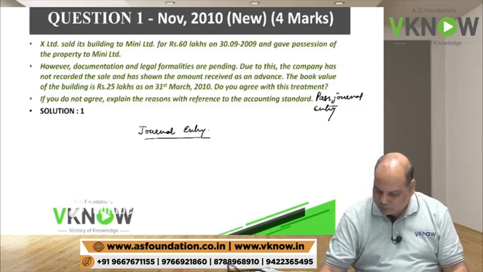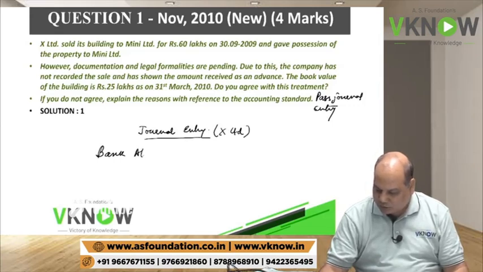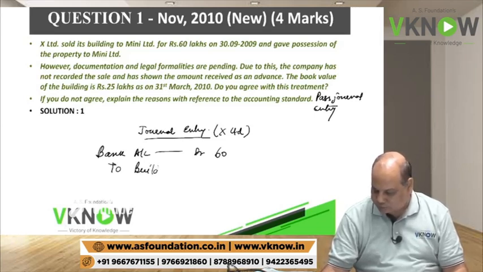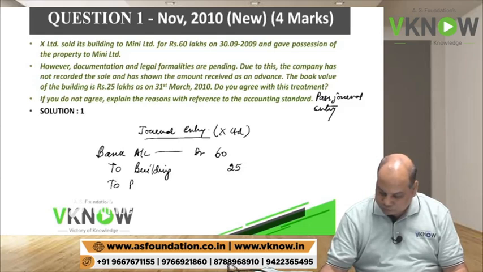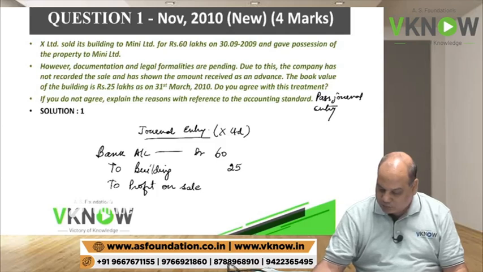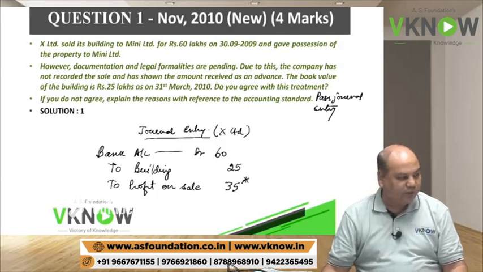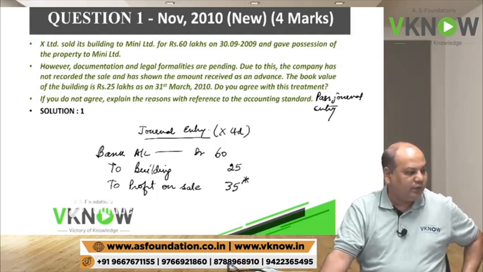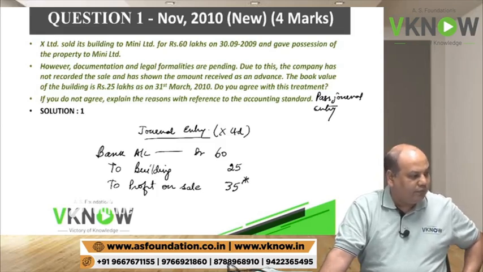Then what entry will we pass? In the books of X Limited, bank account debit 60 lakh, to building 25 lakhs, and to profit on sale 35 lakh. Please write down in your book, profit on sale 35 lakh. You are right. Dheeraj is right. Sanket is right. So sometimes we have to think extra.